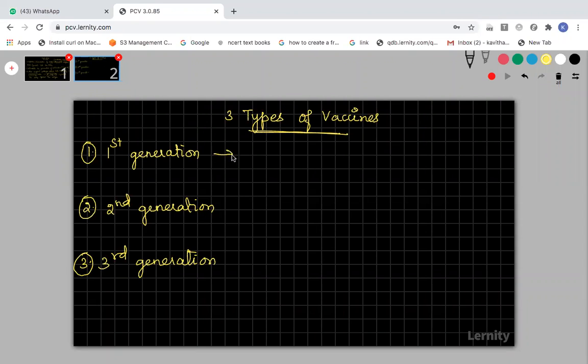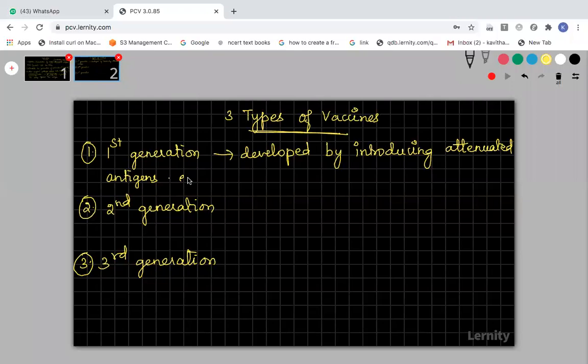First generation vaccines are the ones which were initially developed, the discovered vaccines. These vaccines are developed by introducing the attenuated pathogen into the body, attenuated antigens or toxins or proteins. And most of the vaccines available till today belong to this first generation.